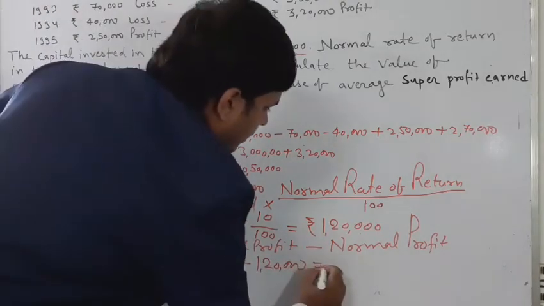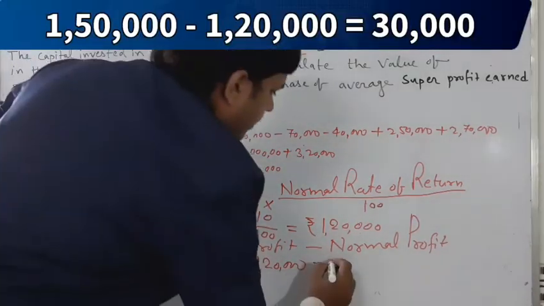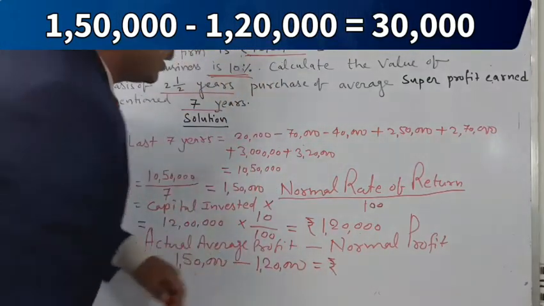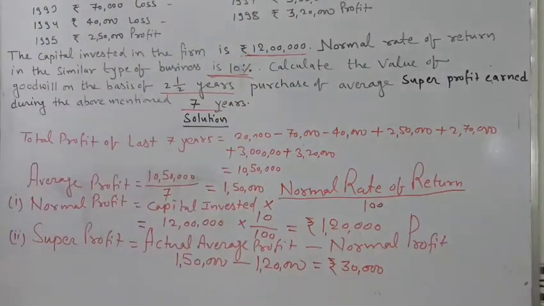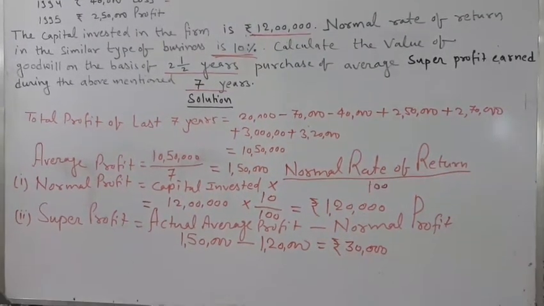Then you will get 1,50,000 minus 1,20,000. Then you will get 30,000. Okay, 30,000 which you have got, that is called super profit. Okay, 30,000 is your super profit. Super profit is equal to actual average profit minus normal profit. The 1,50,000 minus 1,20,000 is equal to 30,000. Okay.